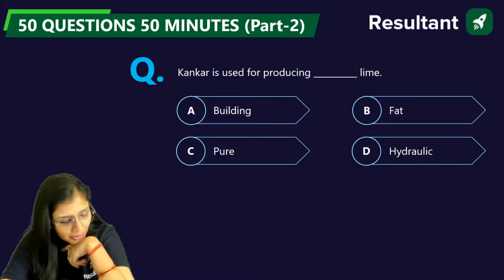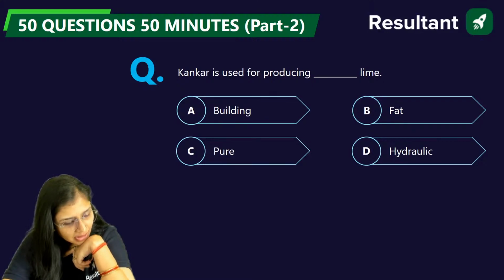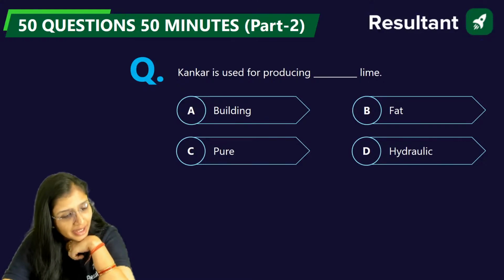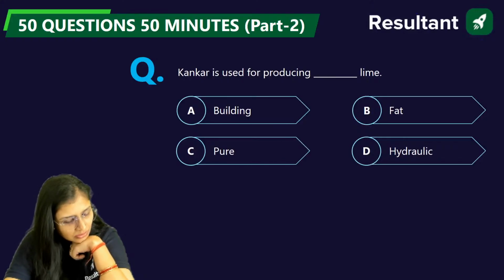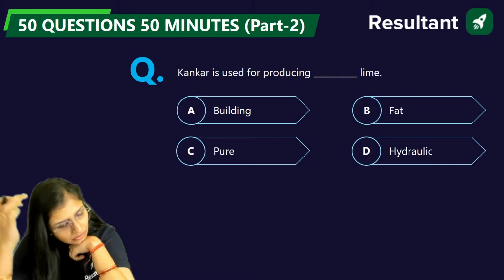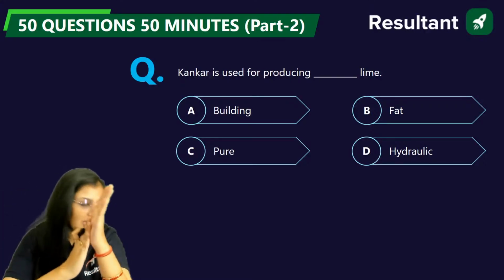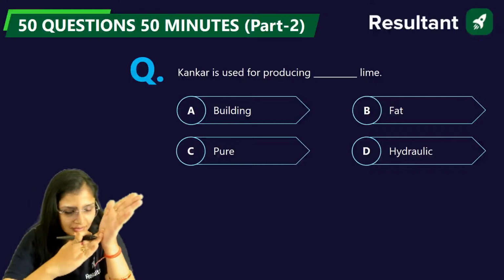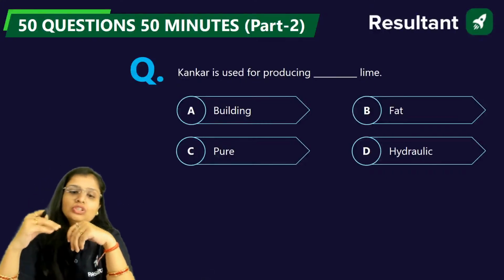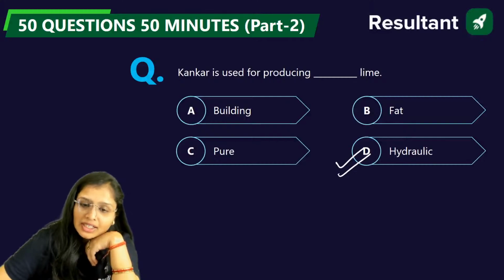Concave is used for producing dash line. Come on guys, answer fast. It is used for producing dash line. Concave is used for producing dash line. ये तो बहुत common है यार. Is used for producing hydraulic lime.